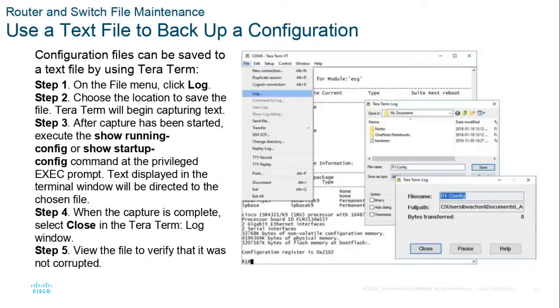So in TeraTerm, we can go into the File menu and click Log. And then it'll pop up a dialog where we can specify what's essentially a Notepad text document. Then we tell it to start capturing all that information, and it captures all that text to a file. And when you type close, it'll stop capturing. Then you can use a text editor, Notepad, Word, whatever, and edit that file if you need to.